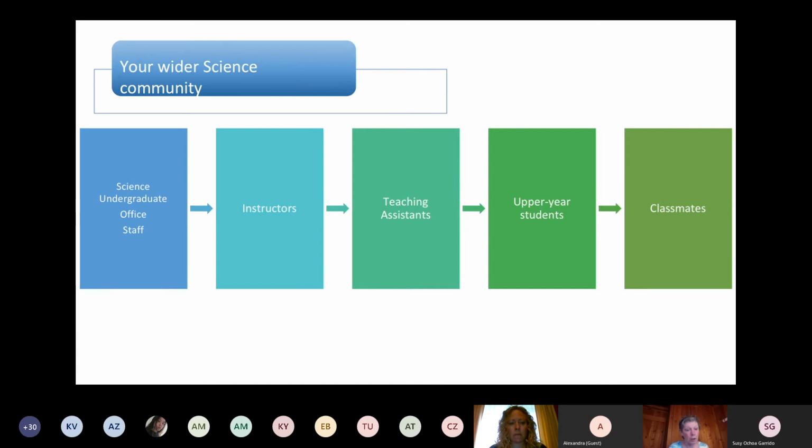So we have quite a wider community. We have a Science Undergrad Office, who are the advisors that are currently advising you in first year, and you've probably been in contact with them, and these other resources. So let's take a quick look at each of these. Next slide, please.